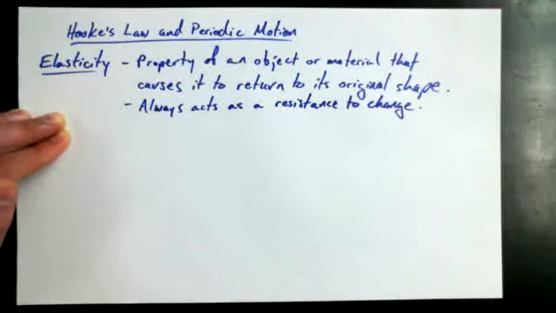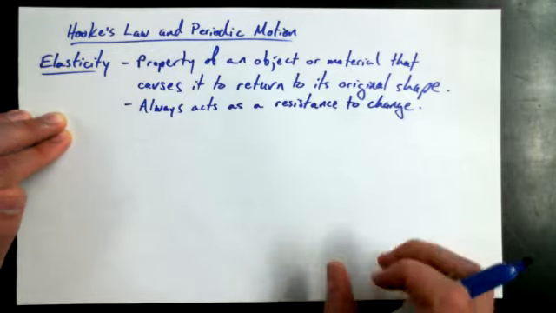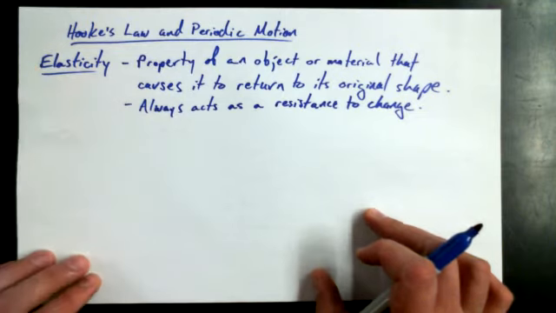Always acts as a resistance to change. So compressions push back to try and get back to the regular long length if it's a spring, and extensions try to get back to the regular short length if it's a spring. Okay? And we're only going to deal with these compression and extension springs.